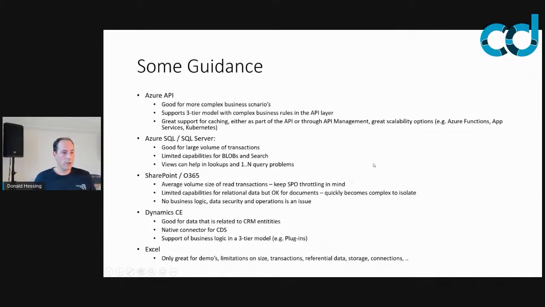So, some guidance for using the Azure API layer. One thing I really like is the Azure API or the API gateway to use, because when creating connectors based on the API, you have more control on building the business logic. It supports more of a three-tier model, and it's more loosely coupled to the data source. So if you need to scale to a different data source, this is the place to be, because in your own API, you can later on abstract the data source and move and connect to another data source if you like.